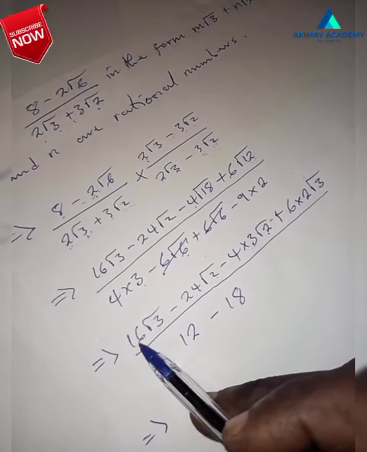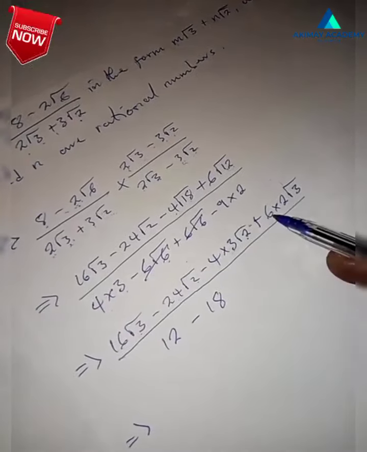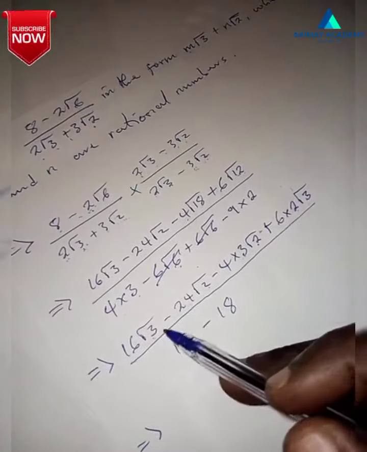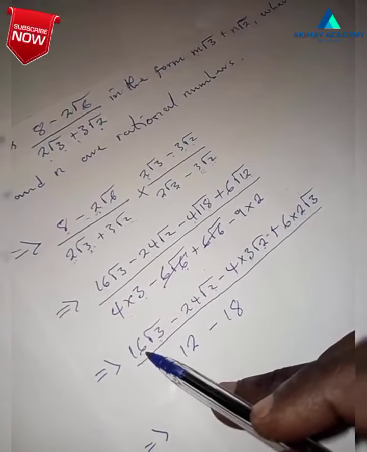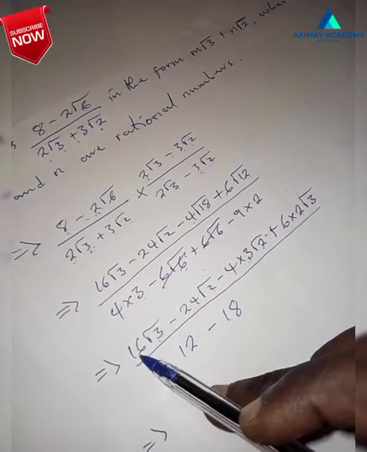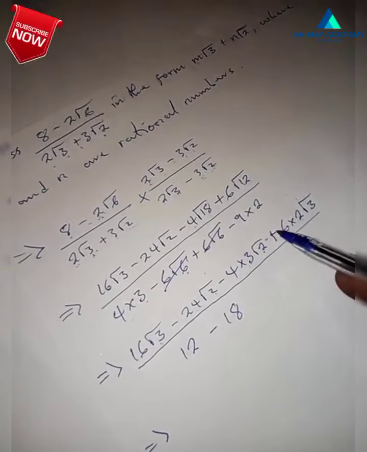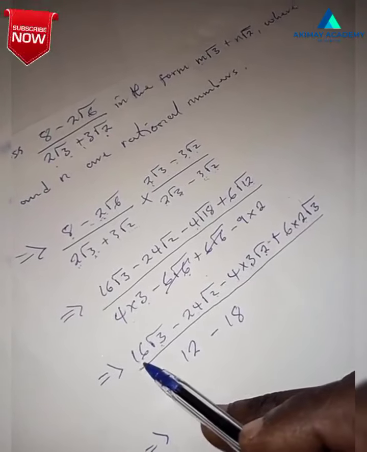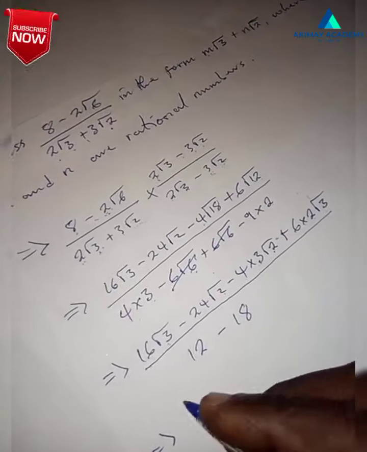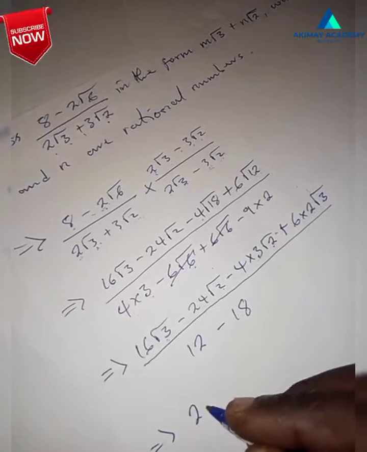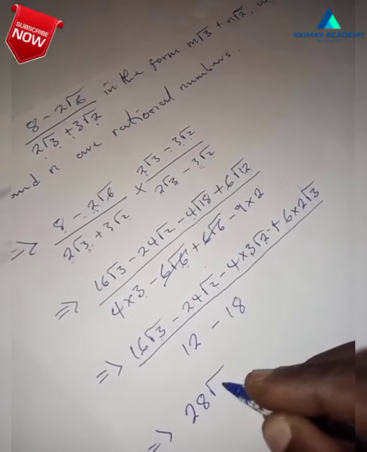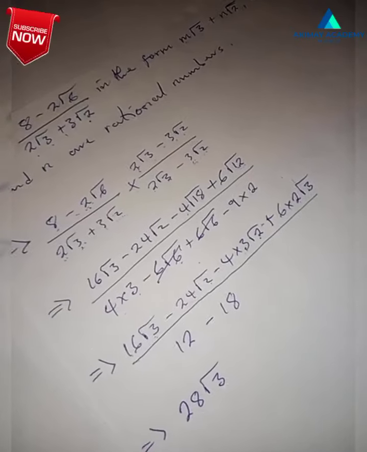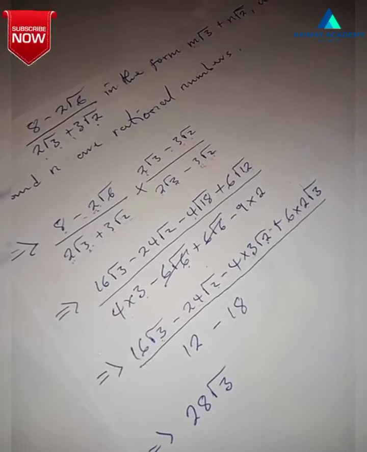So we have 16 root 3 plus 12 root 3. So they are the same over here. Those under the radical signs are the same. So we can add. Here is positive. Here 12 is also positive. So 12 plus 16. I hope you are following. 12 plus 16 will give us 28 root 3.